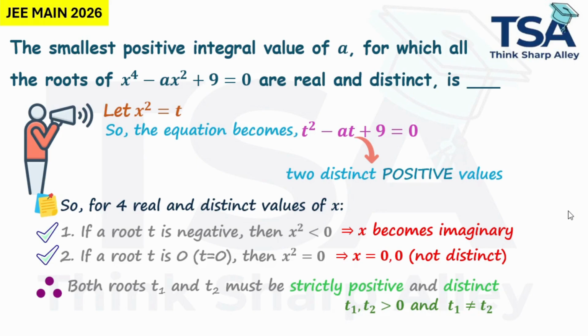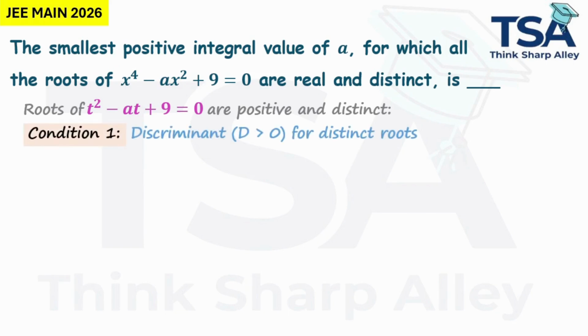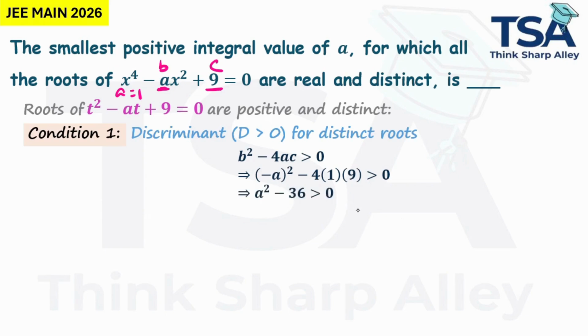So for both the roots of t square minus at plus 9 equal to 0 to be positive and distinct, we must satisfy 3 simultaneous conditions. Condition 1, the discriminant for distinct roots, that is D, must be greater than 0. Now discriminant is given by the formula b square minus 4ac. Here a is 1, b is minus a, and c is 9. So b square minus 4ac, let's put the values and we get (minus a) square minus 4 into 1 into 9 greater than 0, which gives me a square minus 36 greater than 0.